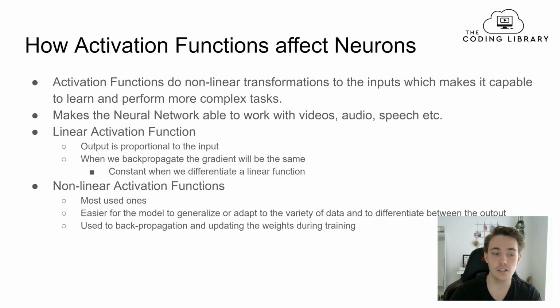We're going to have some linear activation functions where the output is proportional to the input, but we don't really use linear activation functions in neural networks, because when we backpropagate the gradient will be the same. When we take the derivative of a linear function, it will be constant, and then we can't use that to train our neural network. So it will not work to use linear activation functions in our neural network, and it will just be a linear regression.